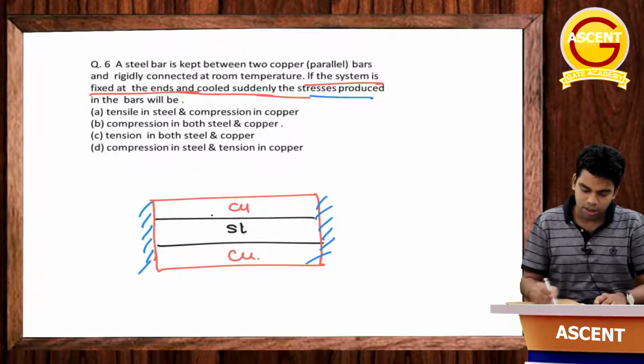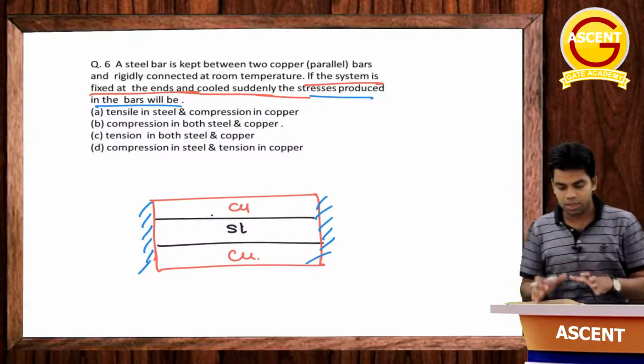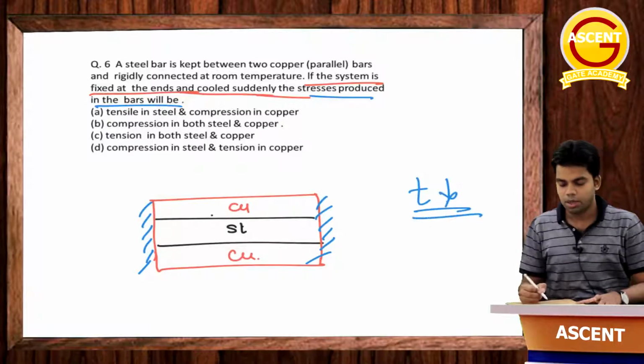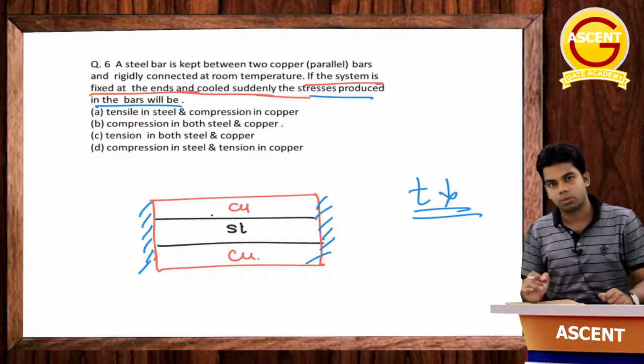Now, the stresses produced in the bar will be... what will be the stresses produced? And this system is cooled suddenly, that means the temperature of the system is decreasing. So if the temperature of the system is decreasing, what will be the stresses in both the bars?